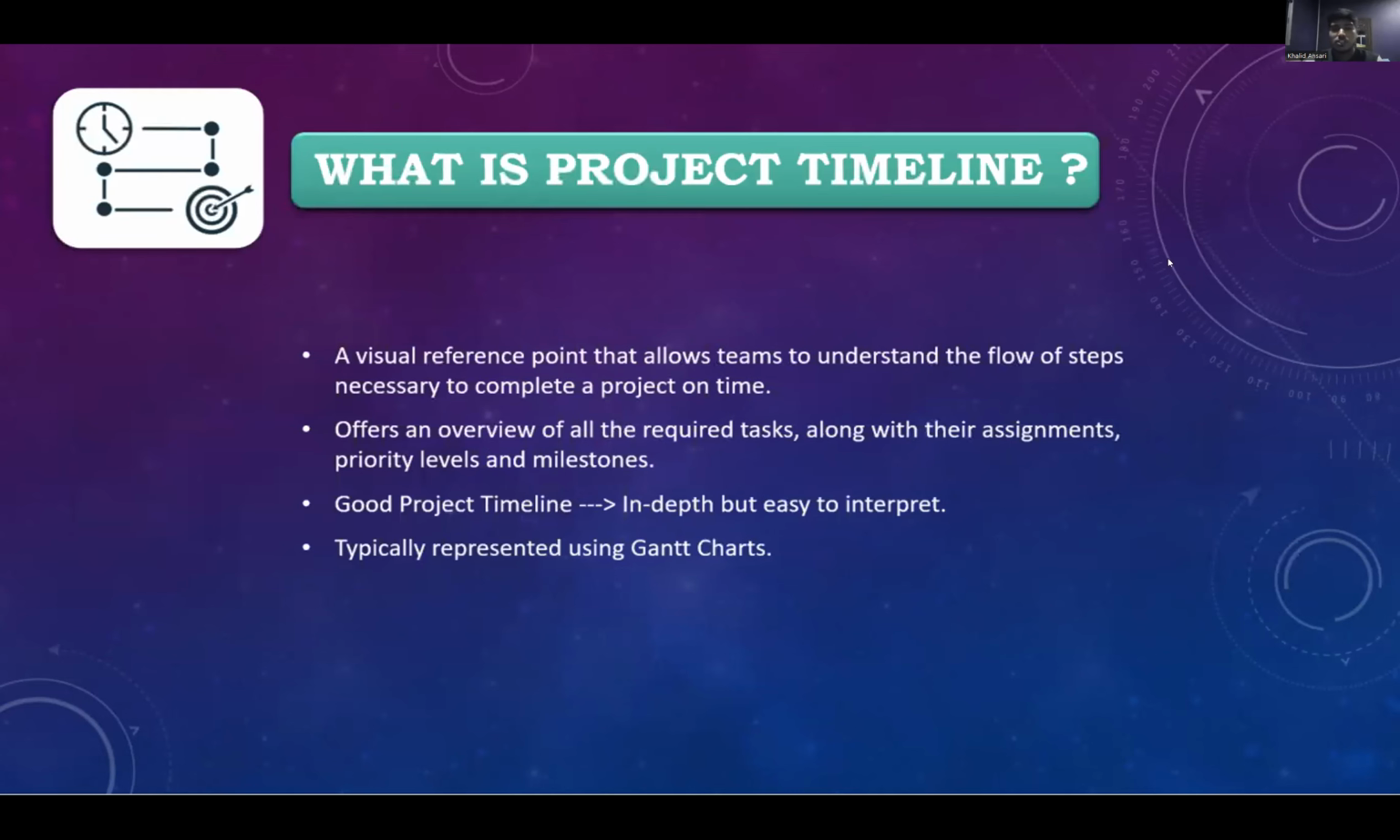Now, what is a project timeline? A project timeline is a visual list of tasks or activities placed in chronological order, which lets one view the entirety of the project plan in one place. It offers an overview of all the required tasks along with their assignments, priority levels, and milestones. Basically, a good project timeline is in-depth and easy to interpret. Typically, we use Gantt charts to represent a project timeline.